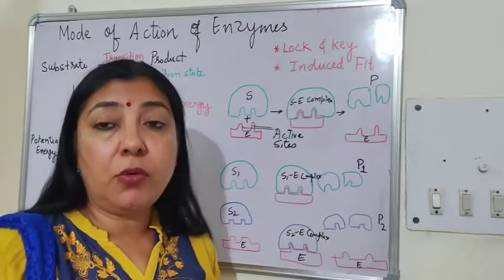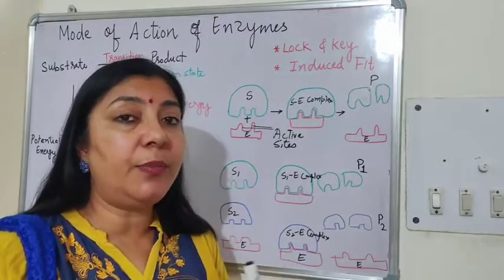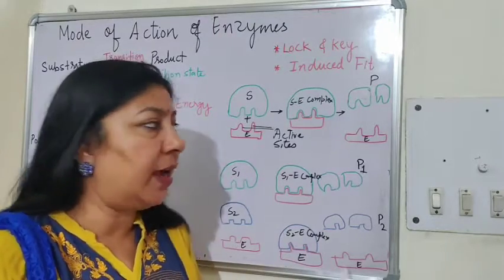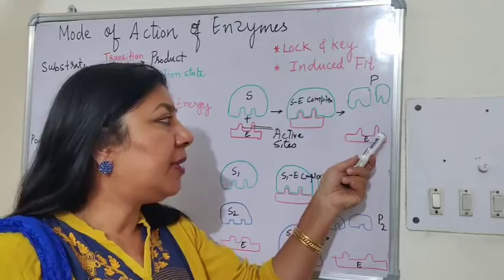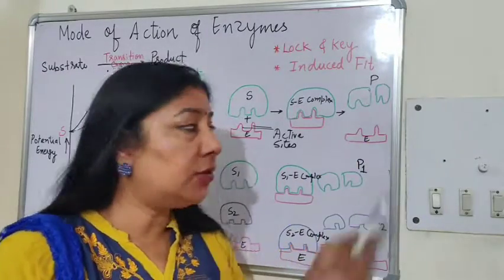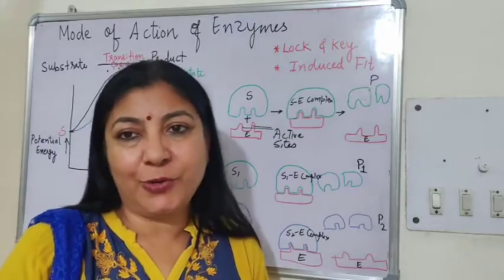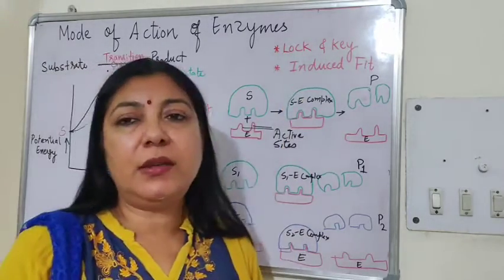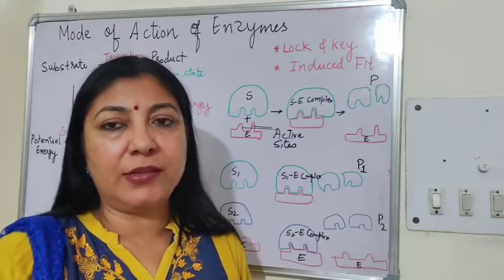But as I told you, enzymes don't participate in the process. They only enhance the rate of reaction. So as a result, this enzyme can be used again for the next reaction and the product is produced. This is the most common hypothesis, which is called the lock and key mechanism.